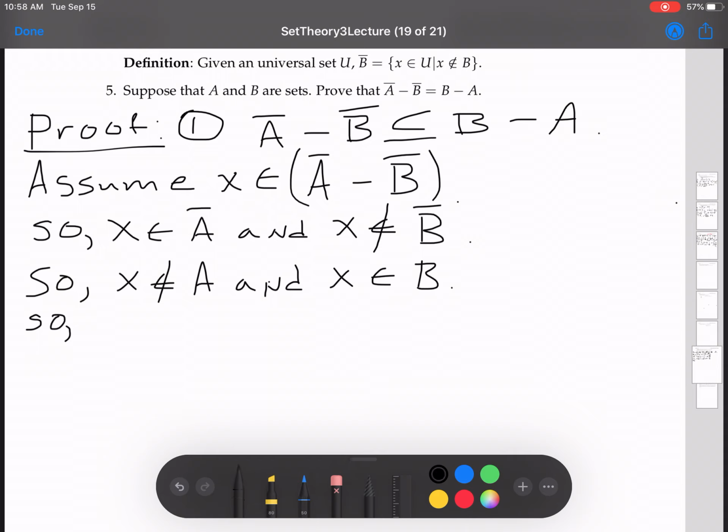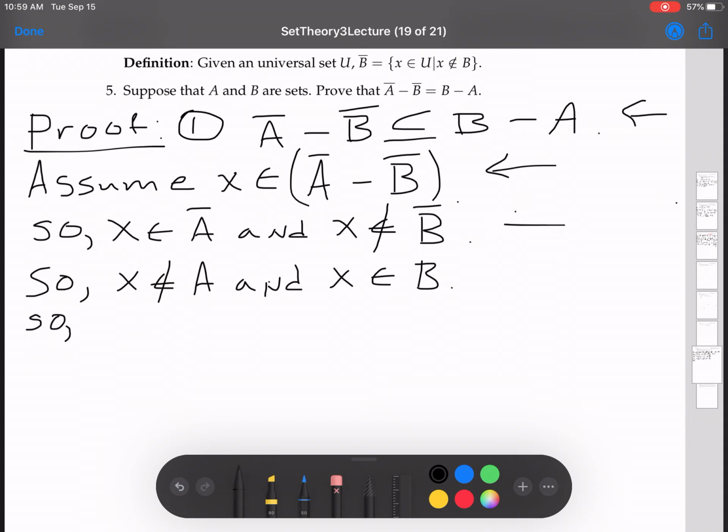All right, so now think about this. Again, just to reiterate, I do lots of repeating. Maybe that's annoying, but that's teaching. So we're proving that if x is in A complement minus B complement, then x is in B minus A. So we assume x is in A complement minus B complement.